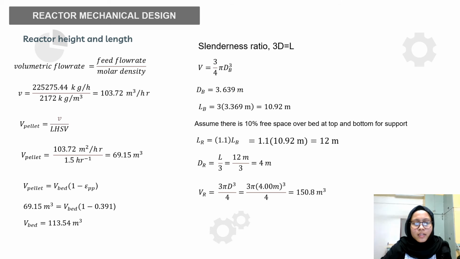Coming to the reactor height and length, to calculate the volume of reactor, the volume of bed must be known. Using the formula given, the volume of bed is 113.54 meter cube. Given the slenderness ratio is 3D equals to L, hence the volume of reactor is V equals to 3 over pi d cube. Knowing the diameter and length of bed, it is assumed that there is 10% free space at top and bottom for support. Therefore, the length of reactor is 12 meter and the diameter is 4 meter.